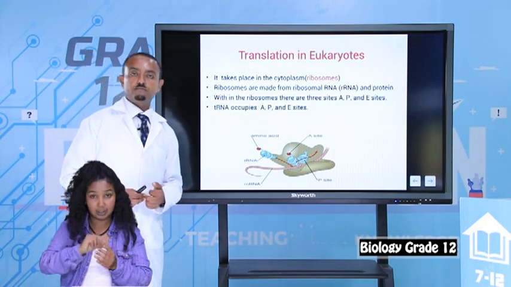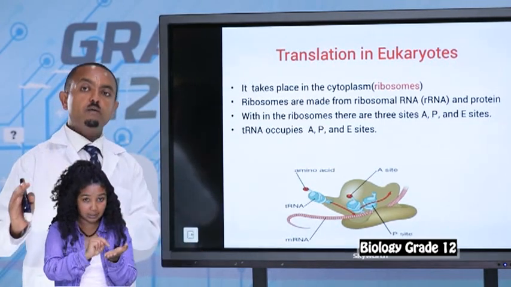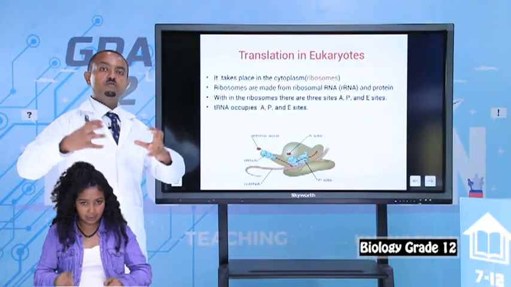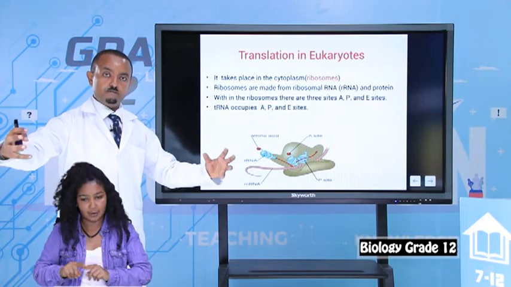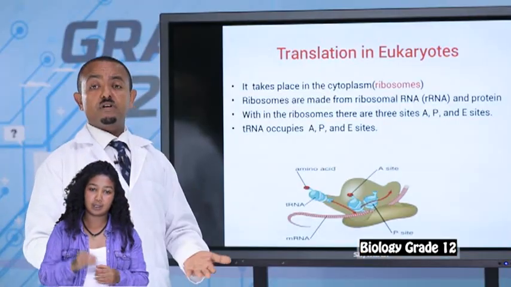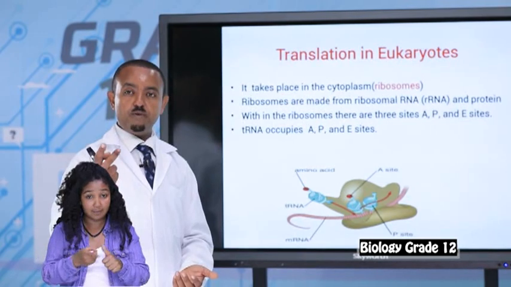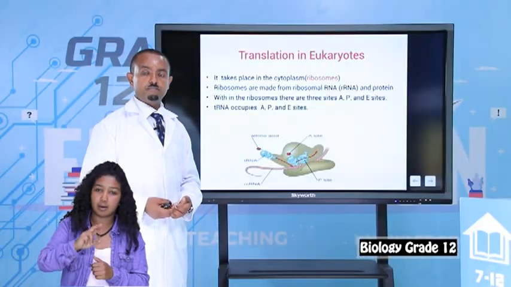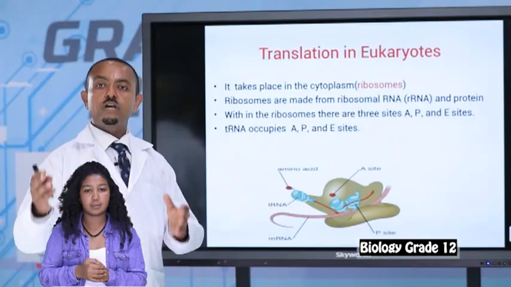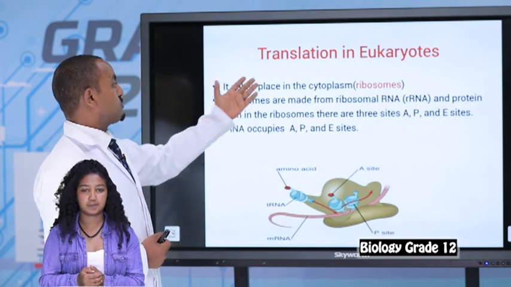Translation in eukaryotes: as we have said, DNA is found in the nucleus and ribosomes are found in the cytoplasm. This means their sites are different. So translation in eukaryotes takes place in the cytoplasm, where the ribosomes are found. Ribosomes are found in 2 sites in the cytoplasm. The first and major site is the rough endoplasmic reticulum. The second site is that they are found freely suspended in the cytoplasm. So in these sites, the translation takes place.